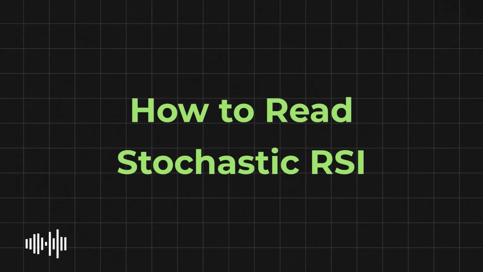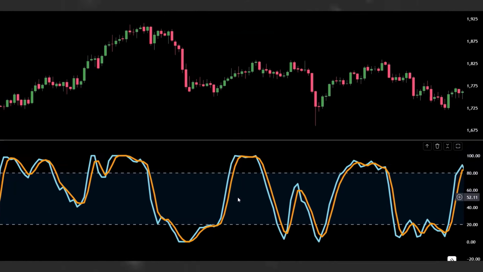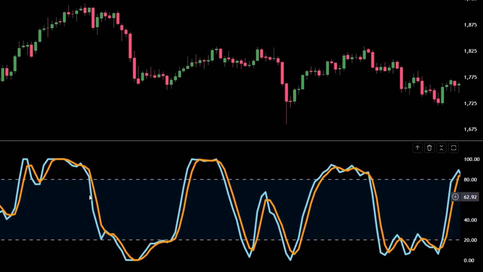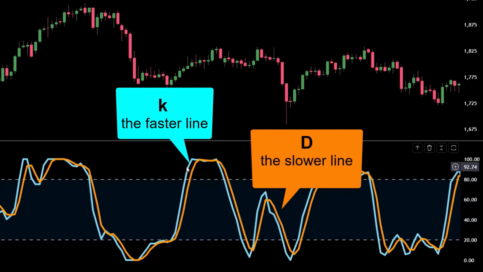How to read a stochastic RSI. Now focus on the stochastic RSI panel. You see two lines. Usually one is blue and one is orange. The blue line is called K. The orange line is called D.